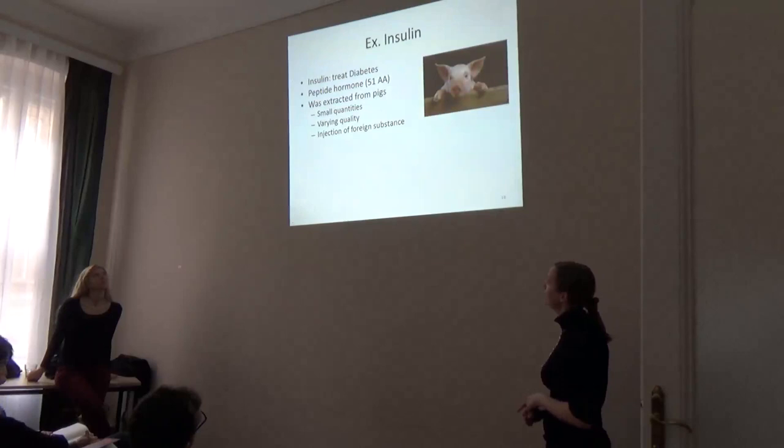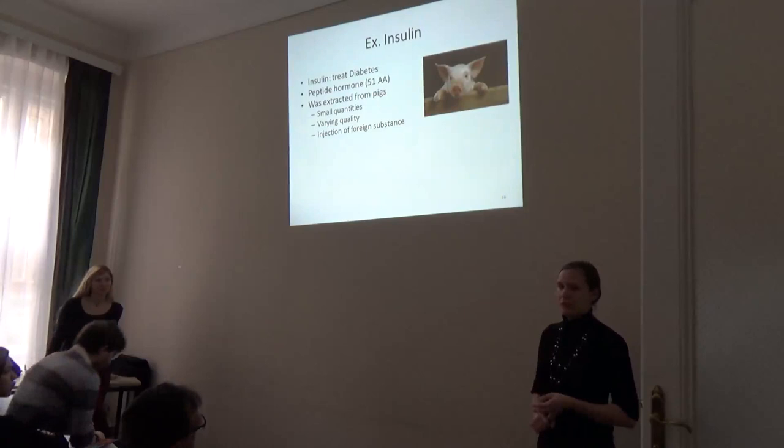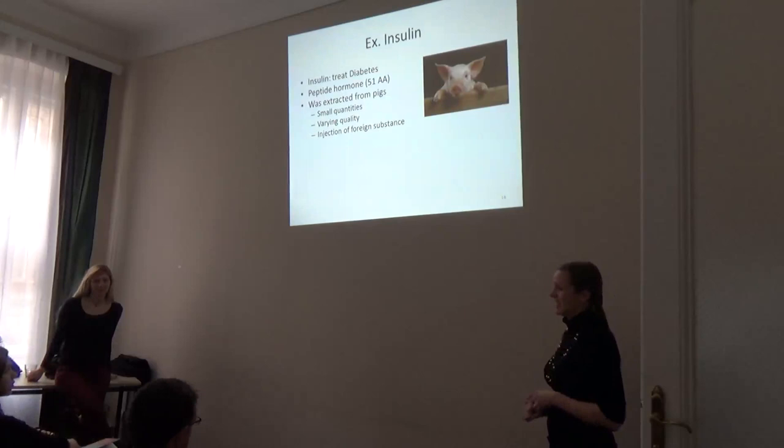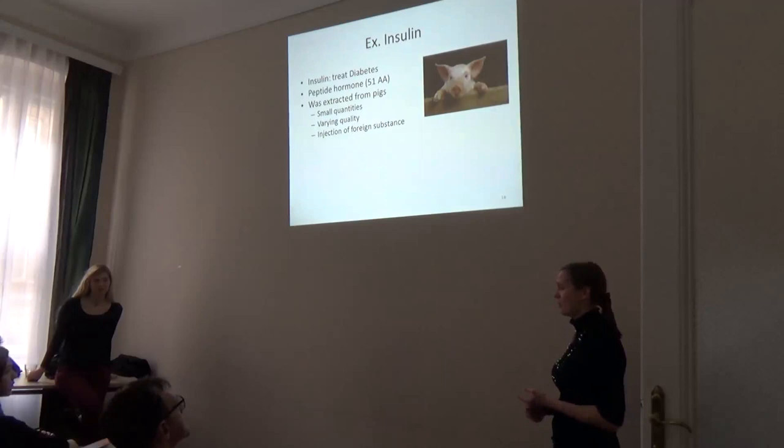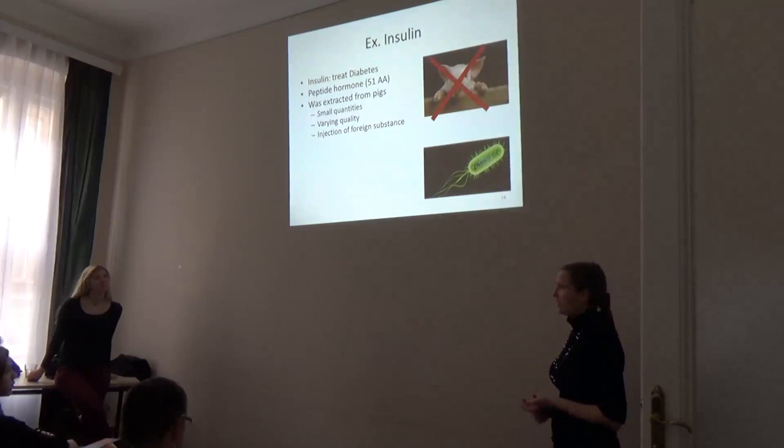Insulin is a peptide hormone that's used for treating diabetes. It's a rather small protein, which just contains 51 amino acids. And earlier it was extracted from pigs, which means we could only obtain small quantities. The quality always varies if you extract something from nature. And the people that were using it constantly had to inject a foreign substance into their body, which can lead to chronic inflammation or immune responses.